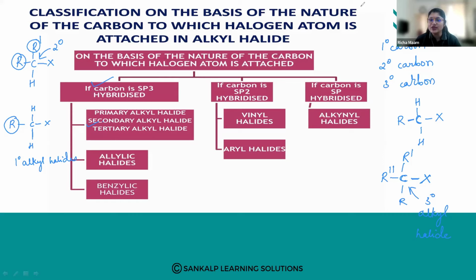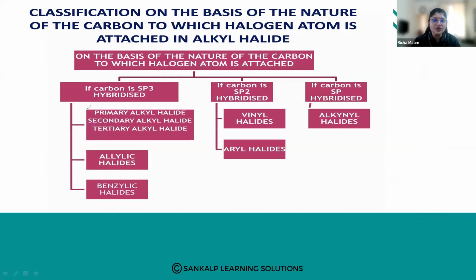Okay, so what is this based on? This is based on the nature of the carbon atom to which the halogen is attached. So this classification is clear. We have completed this. If the carbon is sp3 hybridized, then based on the carbon the halogen is attached to: if it is attached to only one alkyl group, it is primary alkyl; if it is attached to two alkyl groups, then it is secondary; and if it is attached to three alkyl groups, then it is a tertiary alkyl halide.